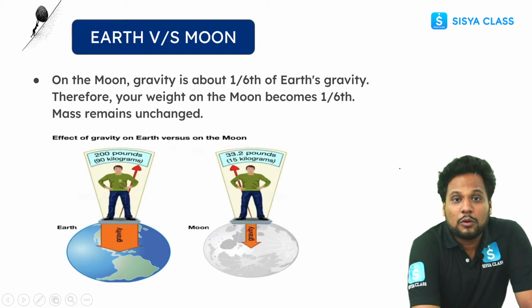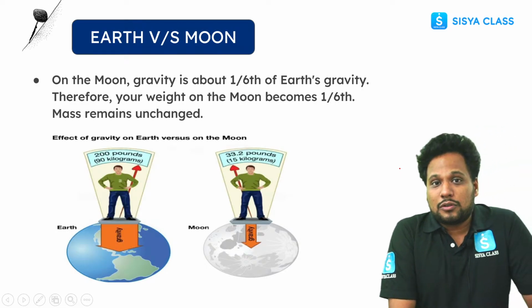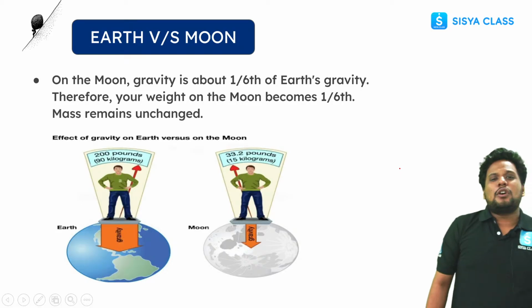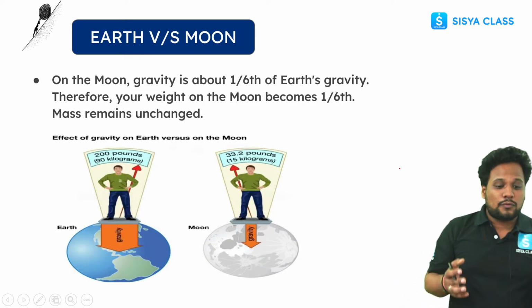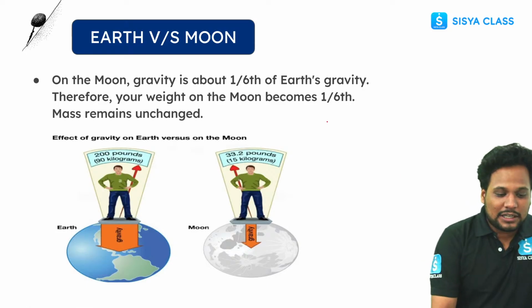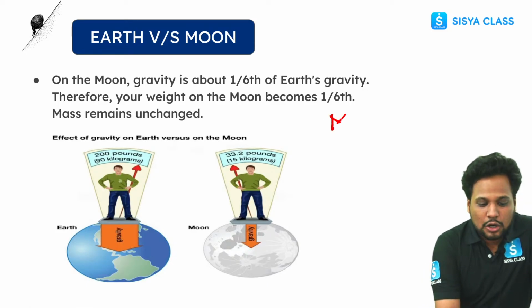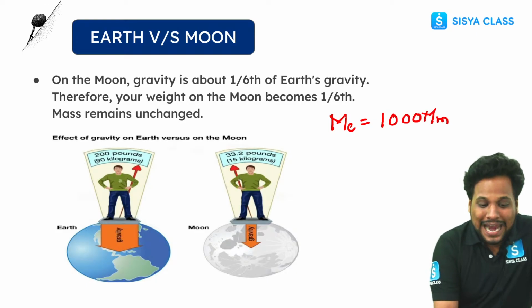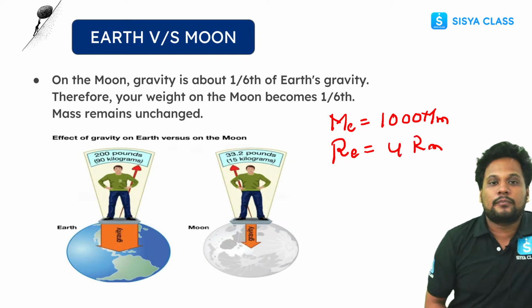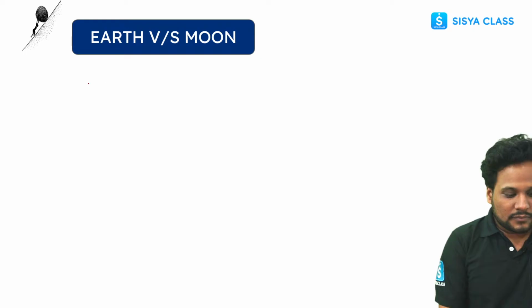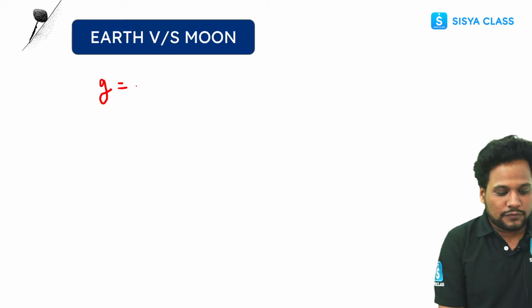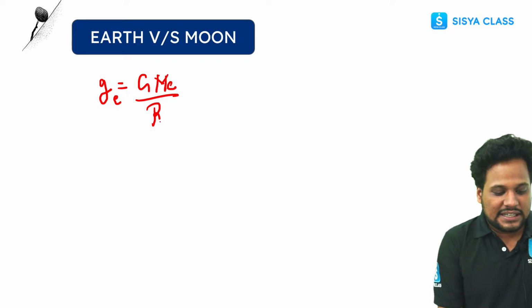Okay, now I told you we are going to discuss earth versus moon also. Now as we know, the mass of earth is huge compared to that of moon. Comparatively, let's suppose the mass of earth is about 1000 times that of the mass of moon, and the radius of earth is about 4 times that of the radius of moon. Now there is one formula, just remember this formula. The value of g for the earth is equal to capital G into mass of earth divided by radius of earth square.